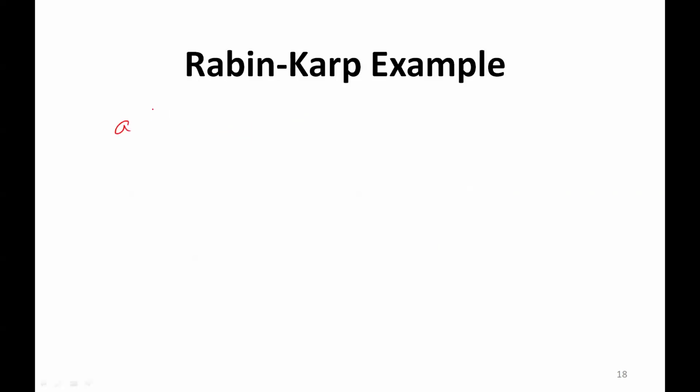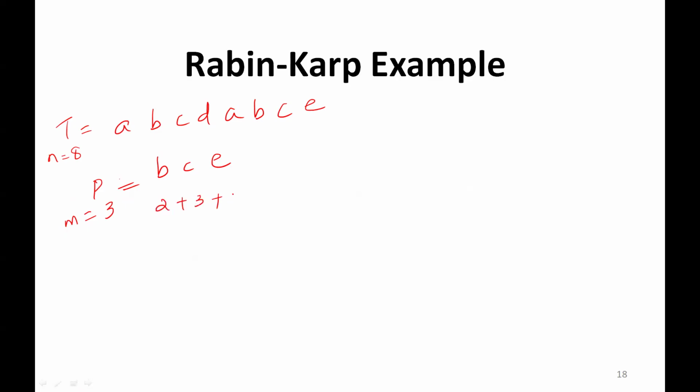Say you have a text A, B, C, D, A, B, C, E. The length of the text is this. And we have a pattern B, C, E, and the length of this is 3. Now, what is the hash of the pattern? We can calculate it beforehand. So it is 2 plus 3 plus 5, that is 10.